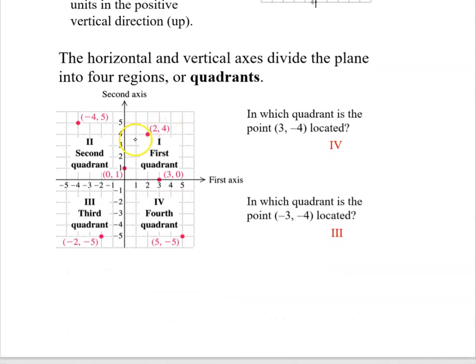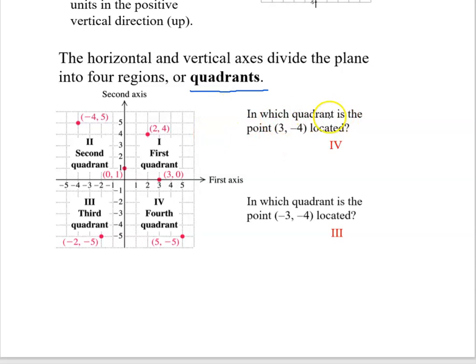So the horizontal and vertical axes divide the plane into 4 regions, and we can call that quadrants. So here's our first quadrant, our second quadrant, third quadrant, and our fourth quadrant. If you'll notice in the first quadrant, both of the numbers are positive. In the second quadrant, your x is negative, but your y is positive. In the third quadrant, both of them are negative. In the fourth quadrant, your x is positive and your y is negative.